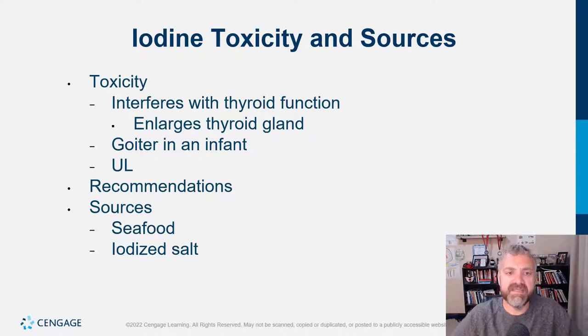Iodine toxicity and sources, so we'll look at that. Toxicity does interfere with thyroid function and enlarges it. That's one of the weird things about nutrient toxicities. They often mimic deficiencies, because a deficiency would also interfere with thyroid function and enlarge the thyroid gland. So goiters in infants from getting too much iodine.